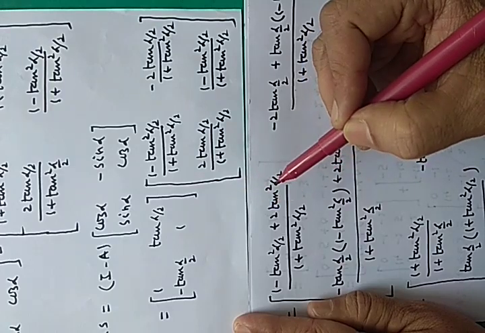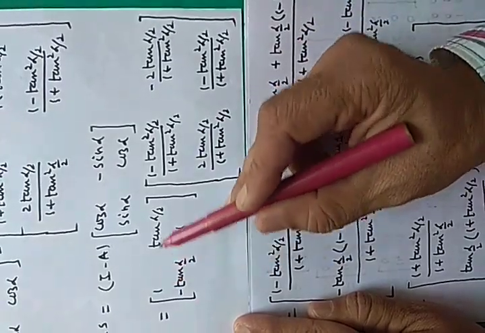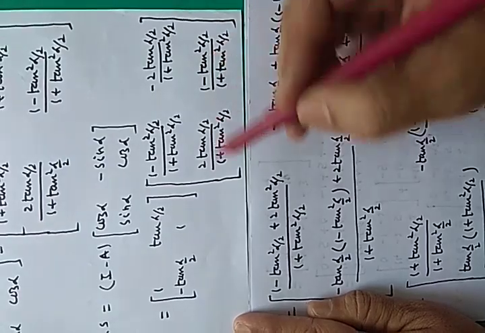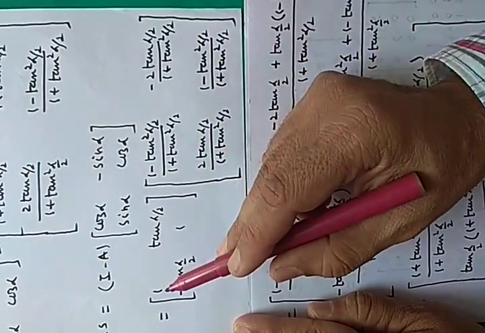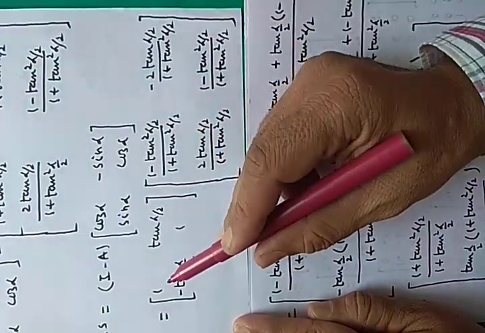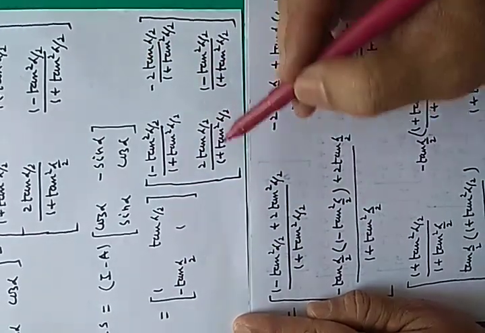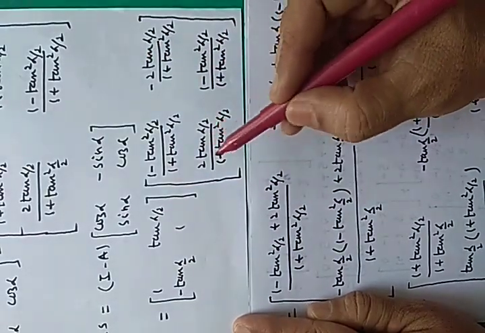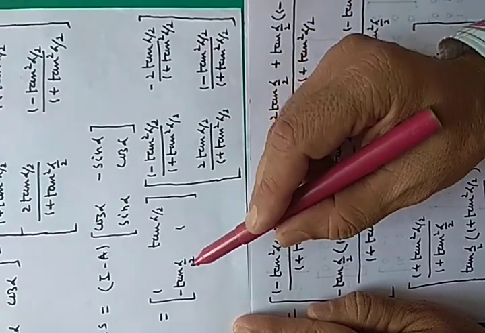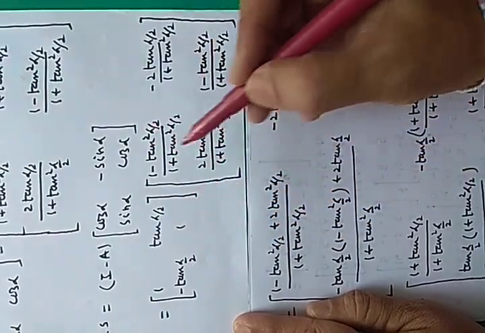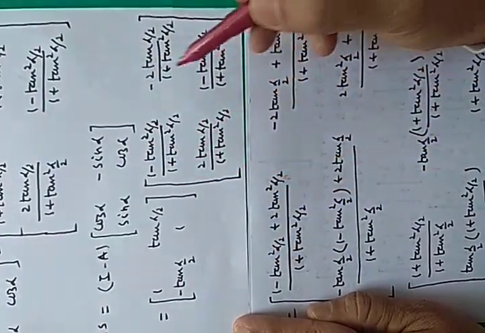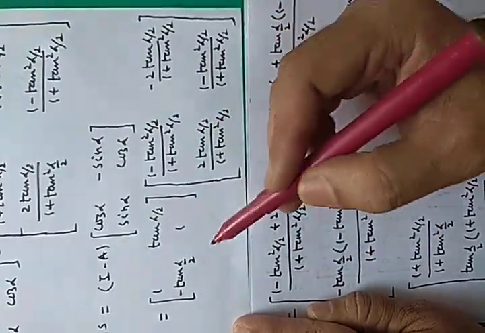It will be 2 tan square alpha by 2. Then first row, second column. Okay, so what is the procedure? First you have to take first row with first column, first row with second column. Then for the next row, second row, first column, second row, second column. So in this way you have to proceed.